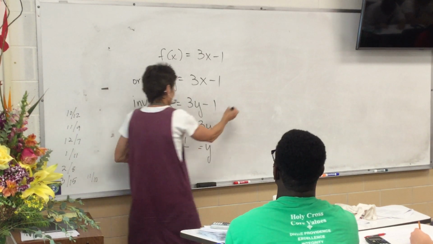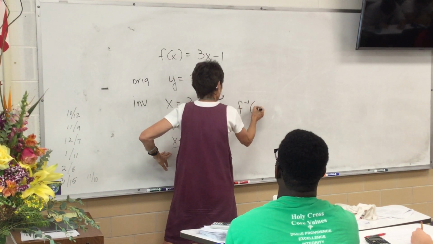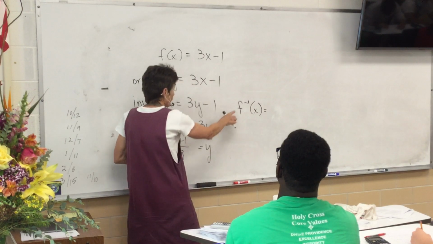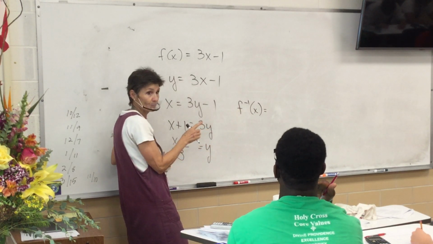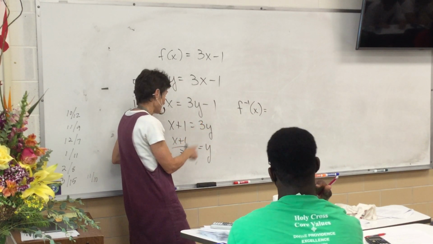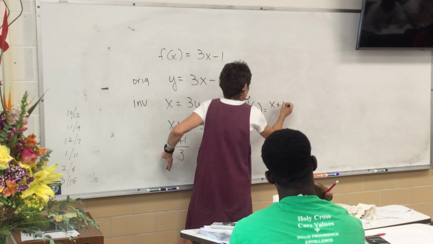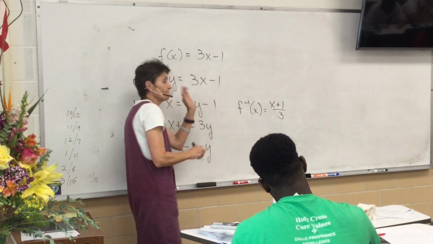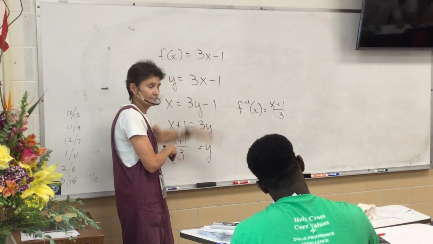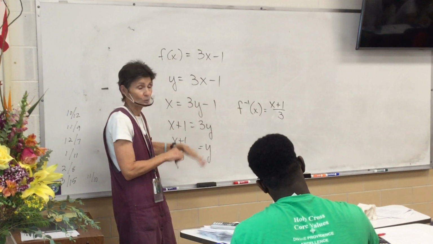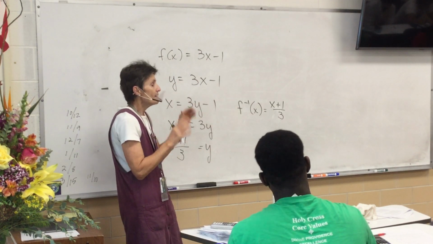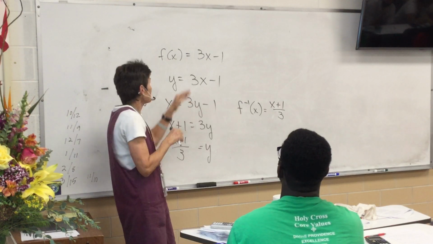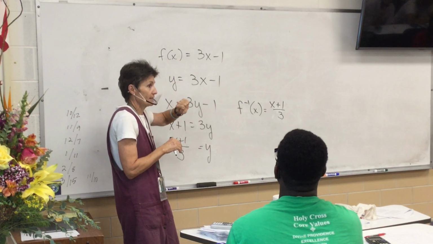That is the inverse, and we will use inverse notation, which is f inverse, and it's (x plus 1) over 3. Now, kids, this is absolutely fine, and sometimes this is how we have to do it because the problem is so complicated, but you could figure out the inverse for this problem pretty easily.